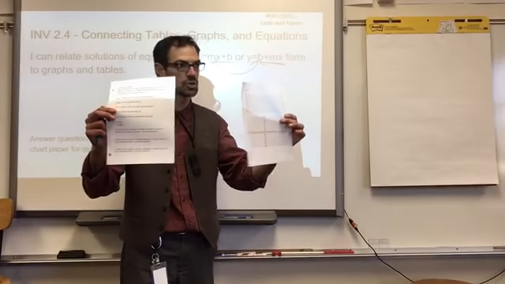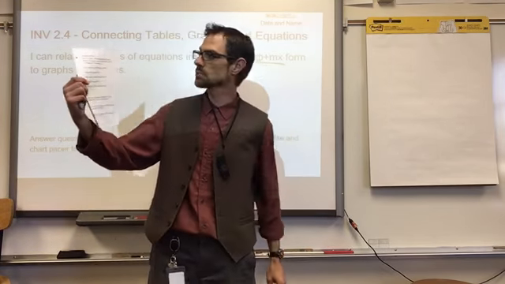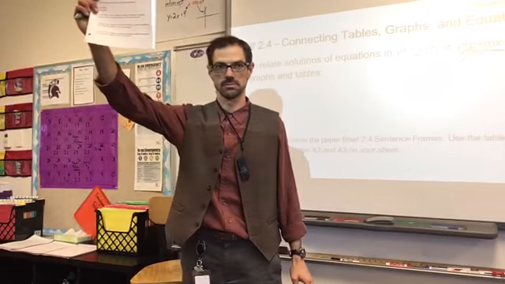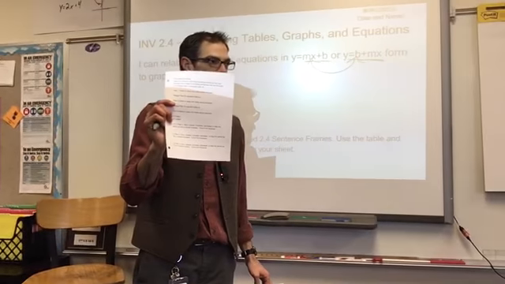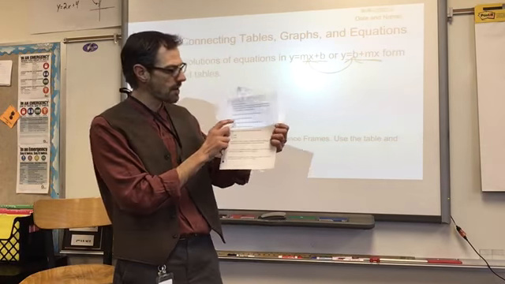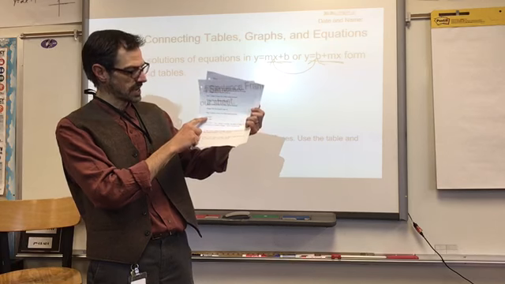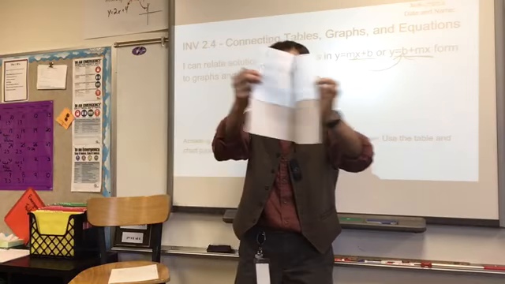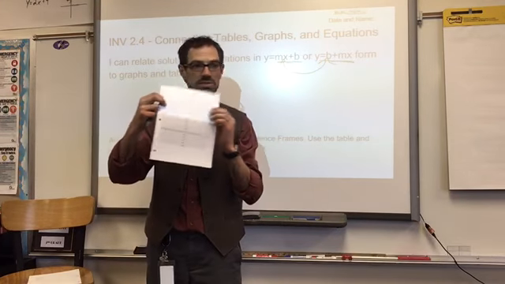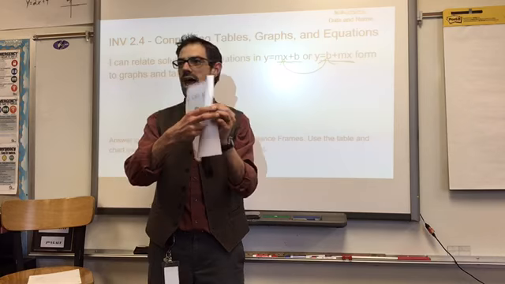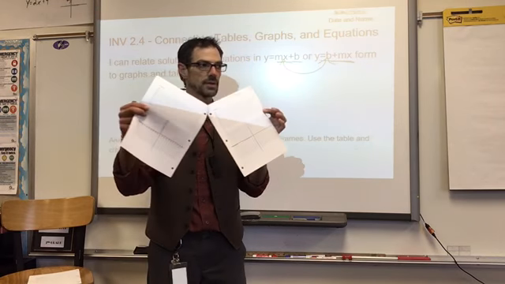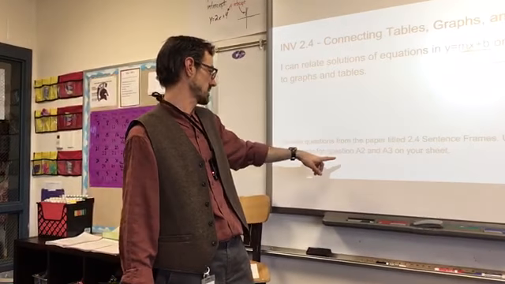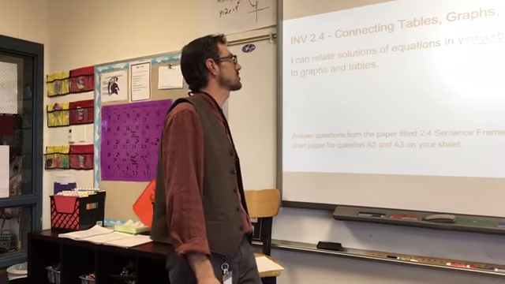You have 2 sheets of paper in front of you. This one has 2.4 sentence frames. This one has the questions that you will need to answer. If you look up on the top, it says A1. You go down, it has A2, A3. This is your A2 and A3 papers. A2 is the tables. A3 are your graphs. Now, if you could all turn to page 36, I believe. Yeah, it's on 36.